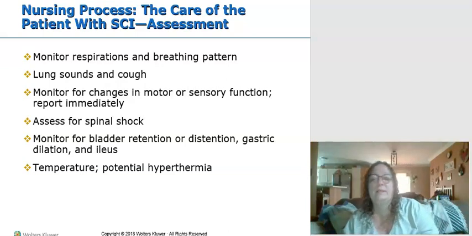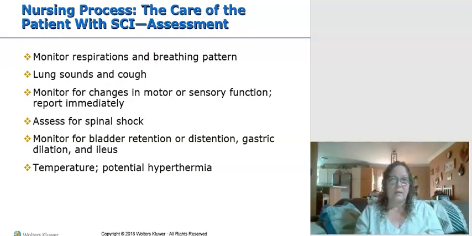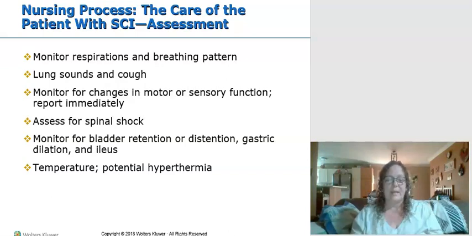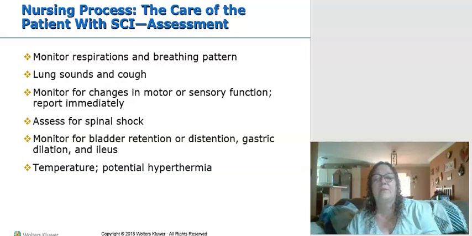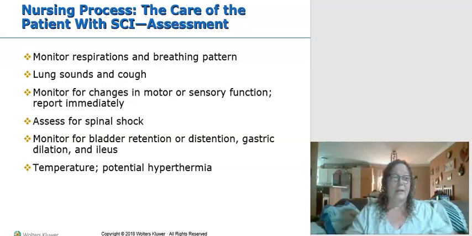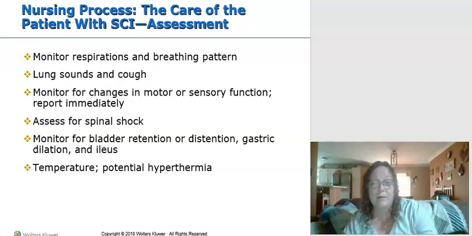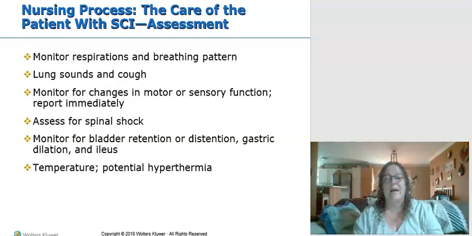So for assessment for patients with spinal cord injury, we want to maintain C-spine, so they'll come in with the collar, and we'll maintain body alignment. Testing will be done, right? But we want to monitor for respiration and breathing patterns. So depending on where the injury is, remember how this innervates, the higher the injury, the more likely you have respiratory issues. But we'll monitor respiratory and breathing patterns, lung sounds.